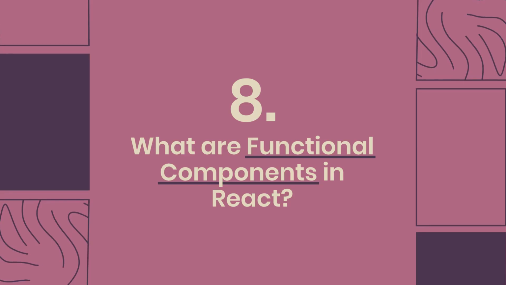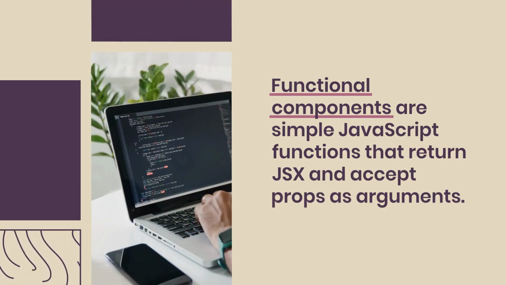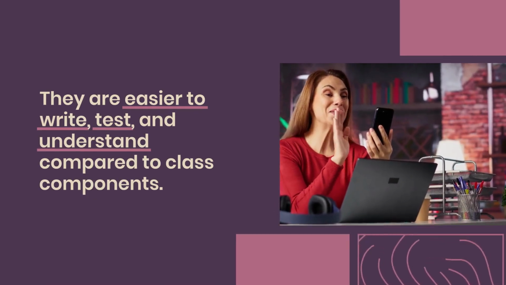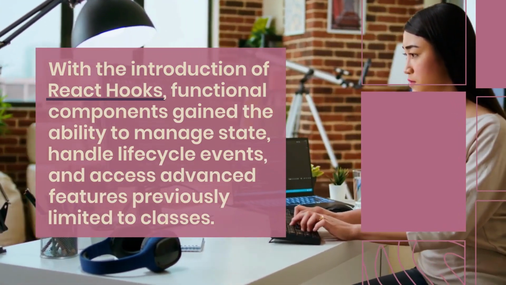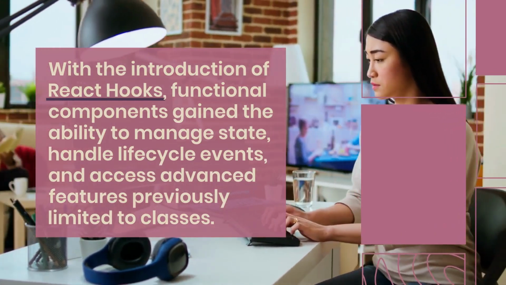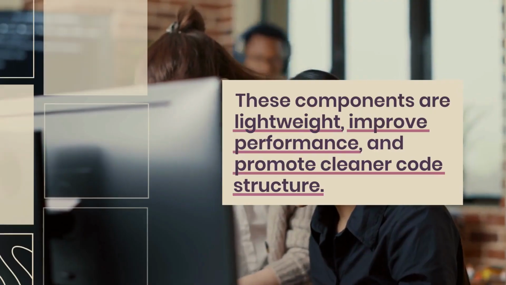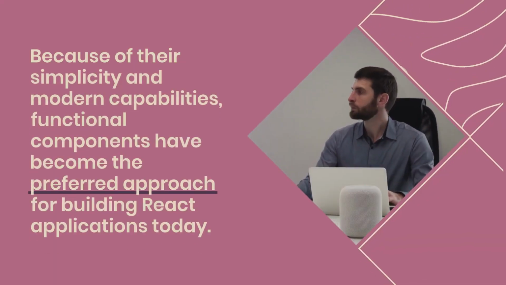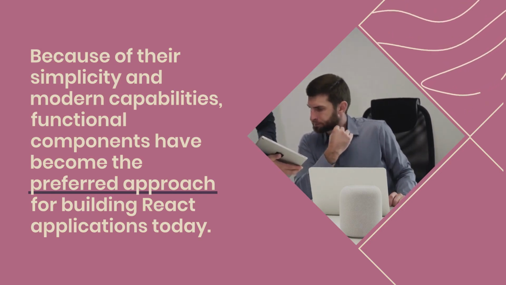8. What are functional components in React? Functional components are simple JavaScript functions that return JSX and accept props as arguments. They are easier to write, test, and understand compared to class components. With the introduction of React hooks, functional components gain the ability to manage state, handle lifecycle events, and access advanced features previously limited to classes. These components are lightweight, improve performance, and promote cleaner code structure. Because of their simplicity and modern capabilities, functional components have become the preferred approach for building React applications today.